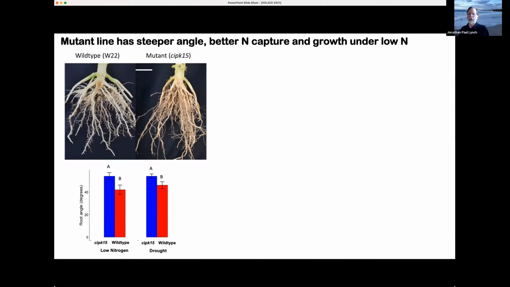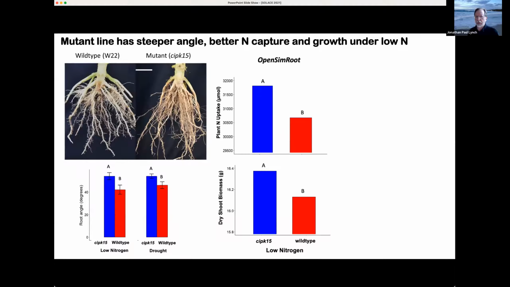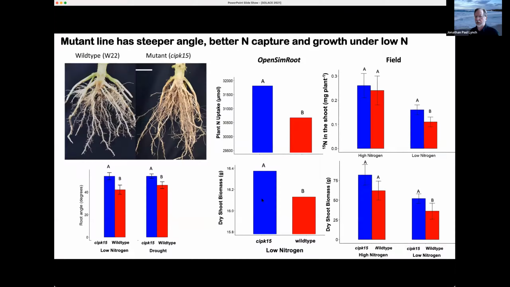This mutation was also associated with better nitrogen capture and growth under low nitrogen. We first examined this in our root simulation platform, OpenSimRoot. OpenSimRoot tells us that this change in angle of these roots should result in better plant nitrogen uptake and better plant biomass. On that basis, we did field studies under low nitrogen, using N15 injected at depth, and we see that in the field under low nitrogen, the mutant actually had better growth and nitrogen uptake. So this is confirming the utility of this gene or phenotype for breeding.